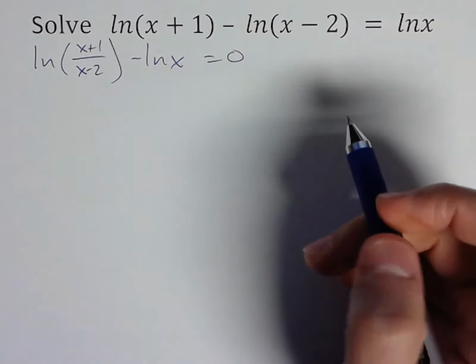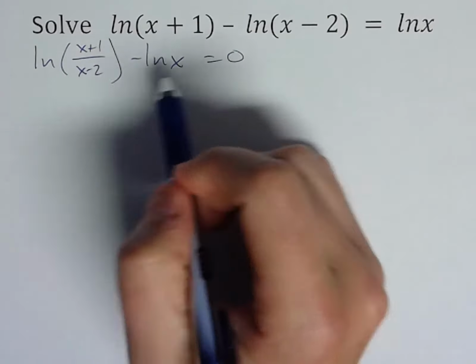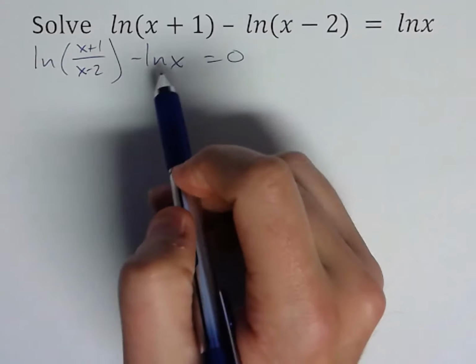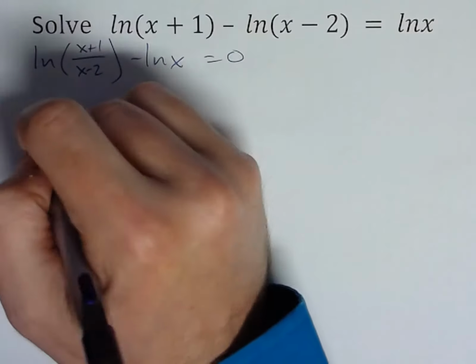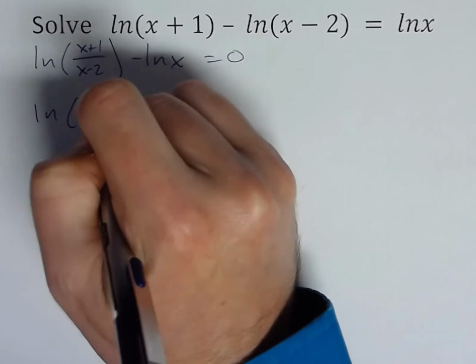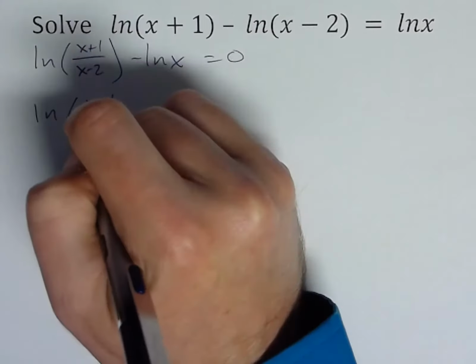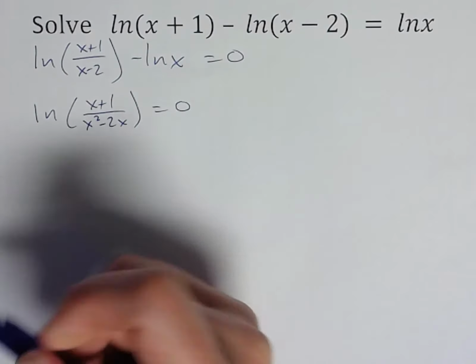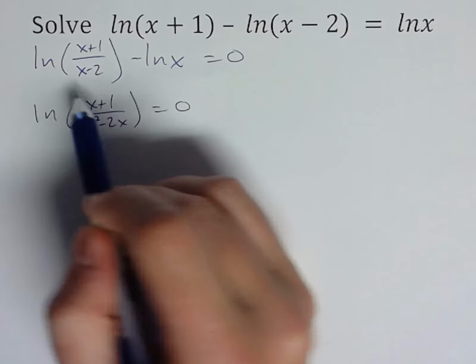That's one strategy. And then you could combine one more step using another log property, right? Quotient property, just use it again. So this would go to the bottom. So ln of x plus 1 over x squared minus 2x equals 0. So x, right, went to the bottom times x minus 2.